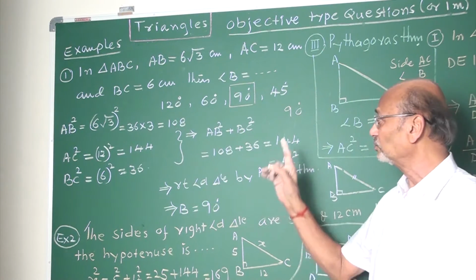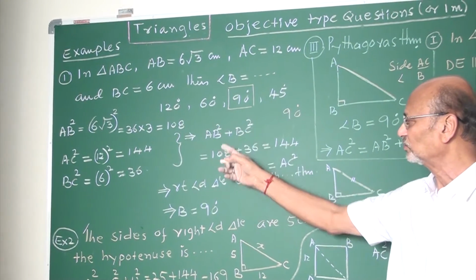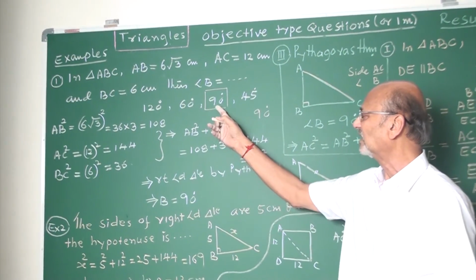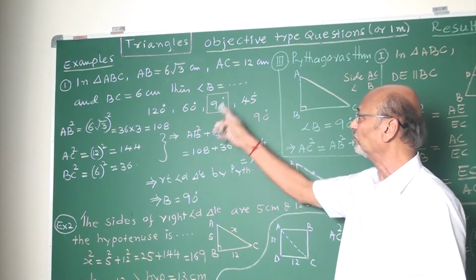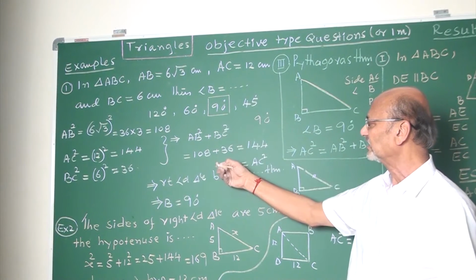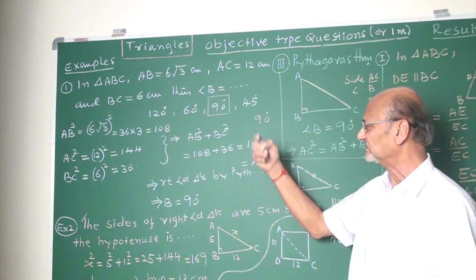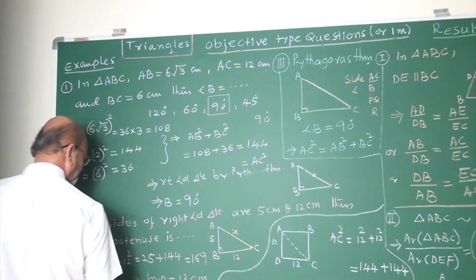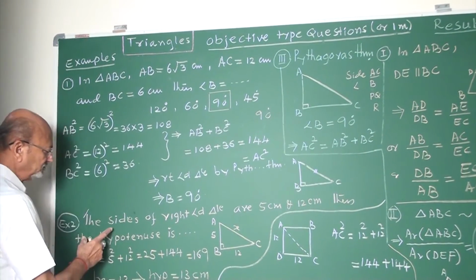Yes. But to select this 90, you must go through all these steps. Better if you write all these steps on the paper and mark this. Instead of doing it somewhere else, do it on the paper neatly. It is an impression of you on the examiner. This is the first example. Next is the second example.